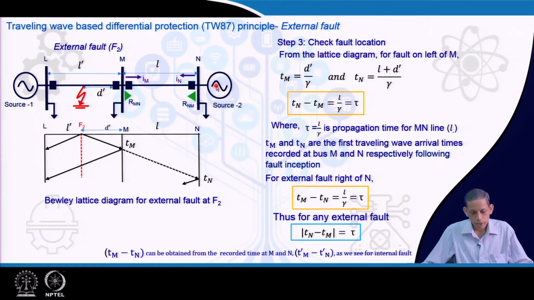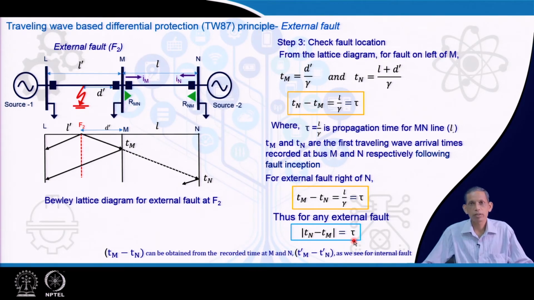For external fault beyond the line section, beyond the bus N to the right, we can similarly say that the corresponding fault inception will reach N first and then go to bus M. Therefore, we can conclude for a fault right of N, T m minus T n will be equal to L upon gamma, and that again equals tau. So, in general we say that for an external fault left of M or right of N, the mod of T n minus T m will be equal to tau.